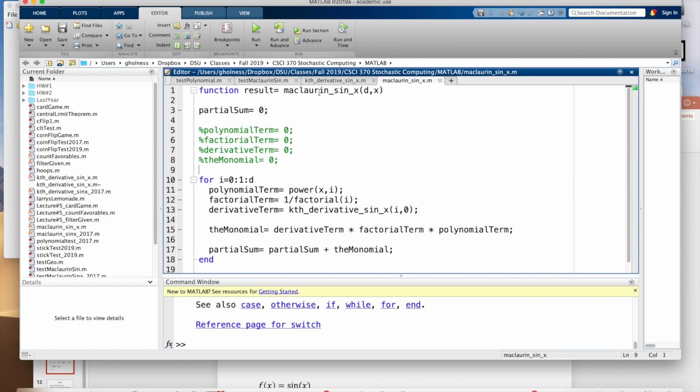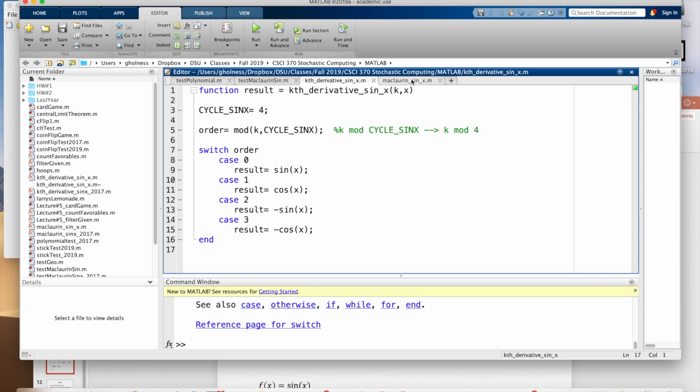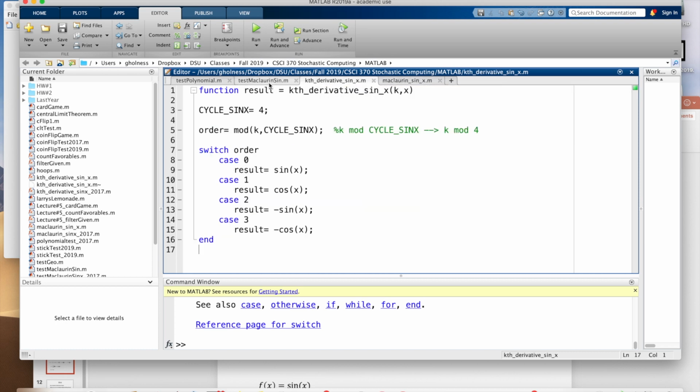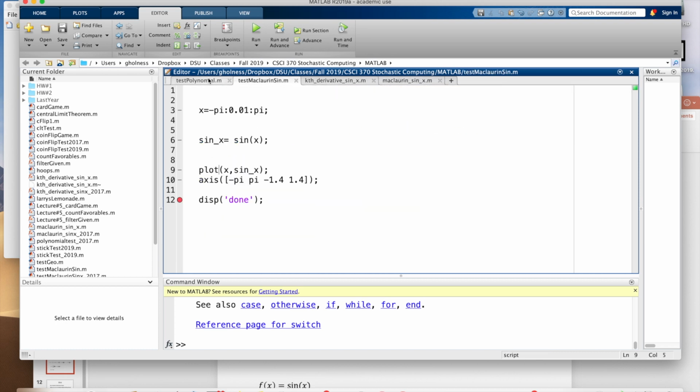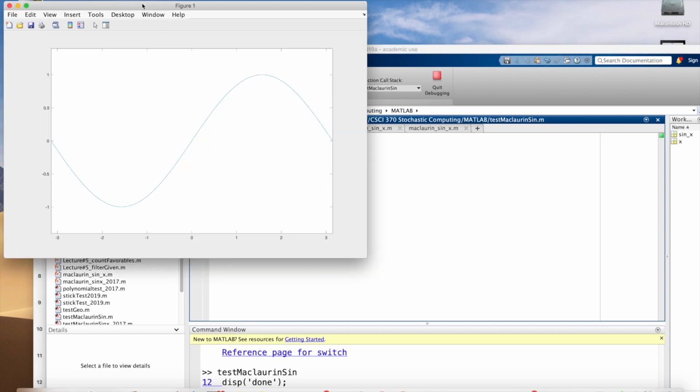Okay. So now let's look at where was it? Maclaurin sine, test sine. Okay, so here we have sine x, right? This is our original sine x, and we're going to compare this to the version of sine x approximated by summing together wiggliness of various sorts as prescribed by Maclaurin. Okay, so this is our original sine x, right? So it displays our sine x, and there it is in figure 1.